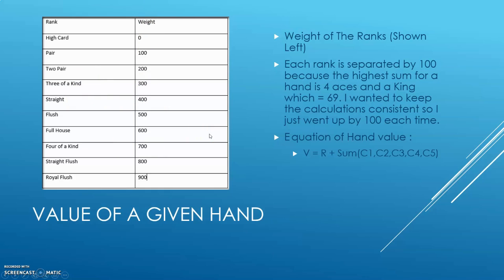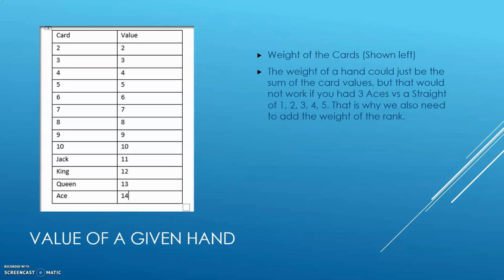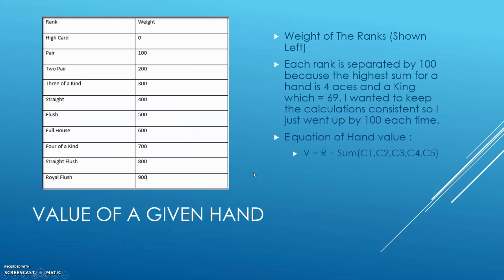The point of these ranks is to separate out the sum of the cards we have. Because the highest value of a card is 14, the highest value of a hand that you can have is 14 times 4 plus 13, which ends up being 69. So I wanted to keep the calculations consistent, so I incremented the ranks by 100 each time. The equation of a hand's value is the rank plus the sum of the cards. For example, if I have a 3 of a kind of, let's say, 8s, it would be 300 plus the 3 8s, which is 24, and then plus whatever the other 2 cards are.